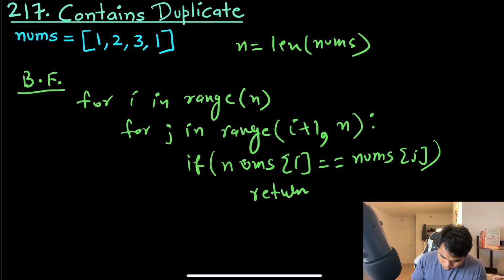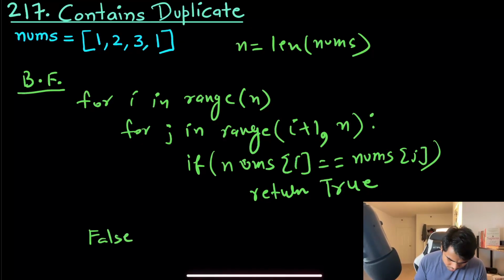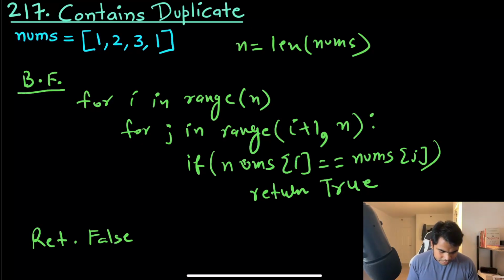we will return true, because you are seeing a duplicate value. That was the ask of the problem. So we will return true. Otherwise we will return false here. My bad, return false. Well, that will be the entire solution.